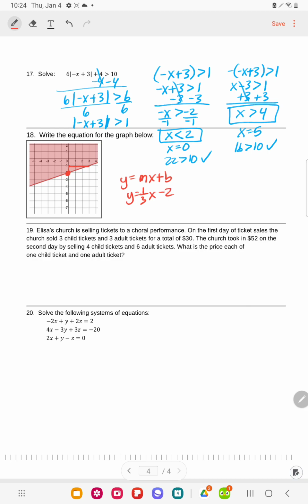And now you notice that it was shaded above the line. So above means greater than. So y is greater than or equal to 1 over 3x minus 2. And we want to make sure it's equal to because this line is solid, not dotted.